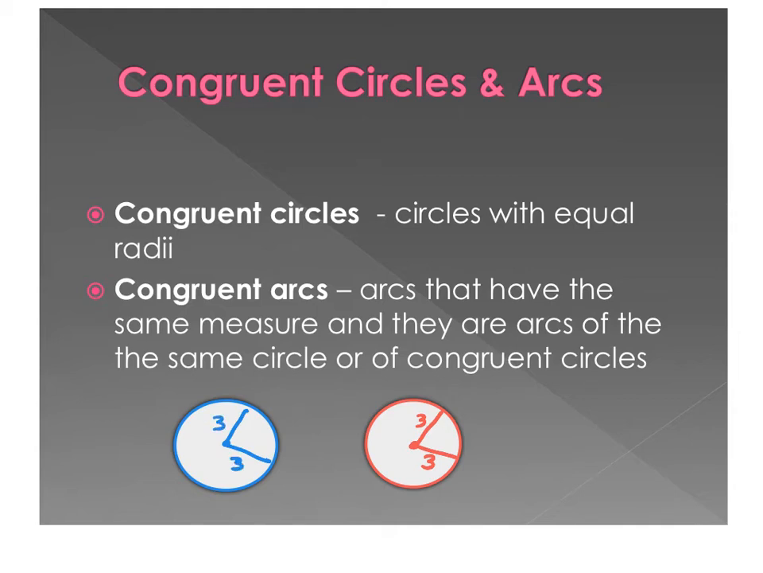So if I have the same radius length and the same central angle measure in both of my circles, and let me add some letters here. Say this is LM, and I'll call this AC. I could say that arc AC is congruent to arc LM because they are congruent circles and they have congruent central angles.